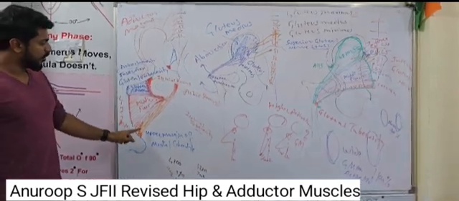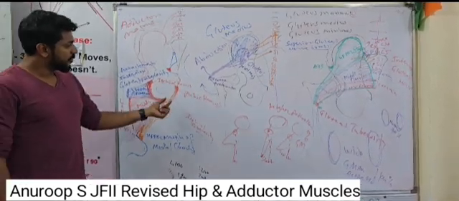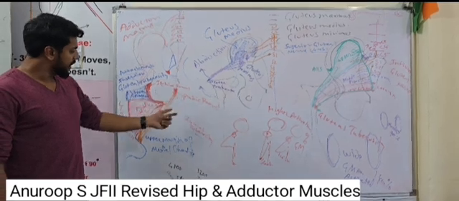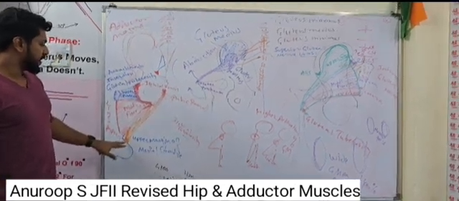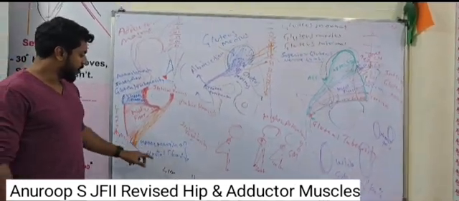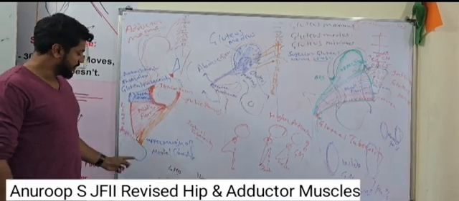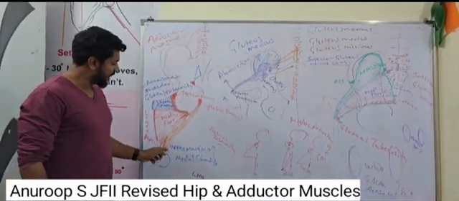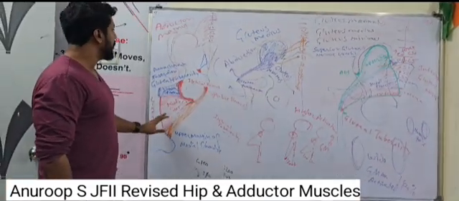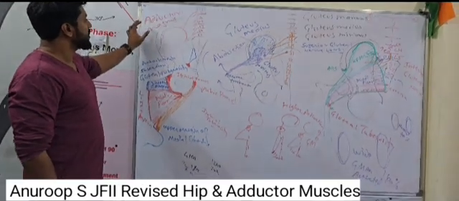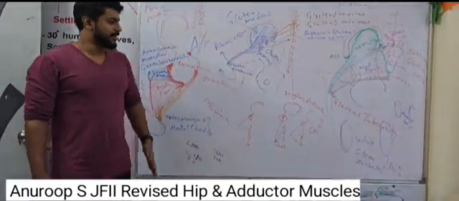And the third, lower fiber, originates from the pubic ramus and it is attached to the upper margin of the medial condyle. This is the medial condyle and it is in the upper margin. So this adductor magnus helps for the adduction.